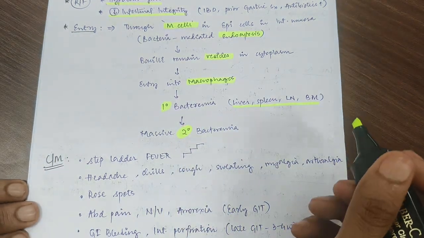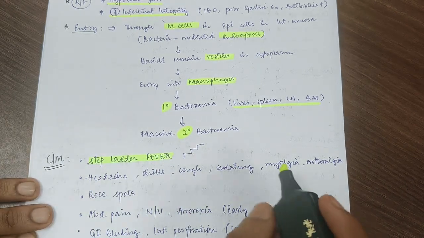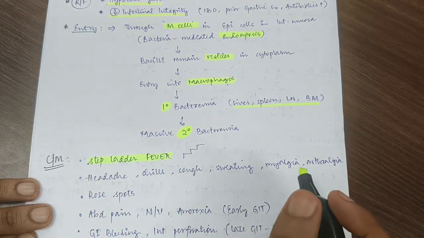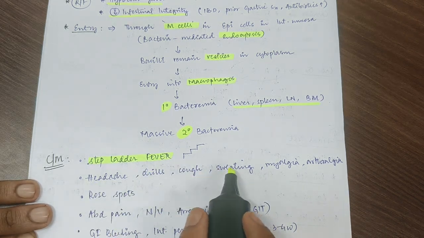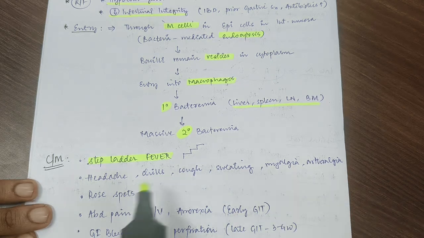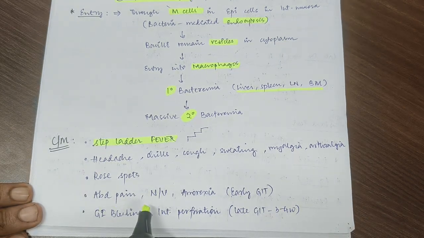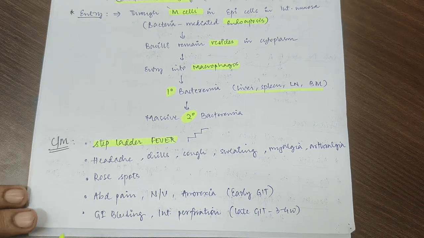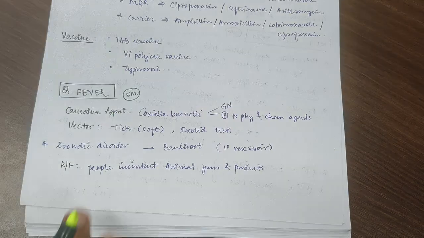Clinical manifestations: stepladder fever is the most common clinical feature encountered. Then headache, chills, cough, sweating, myalgia, arthralgia are the common symptoms as a part of fever. Then rose spots, which are very specific, abdominal pain, nausea, vomiting, anorexia are the things which you're going to see. Then GI bleeding, intestinal perforation as a part of late things.